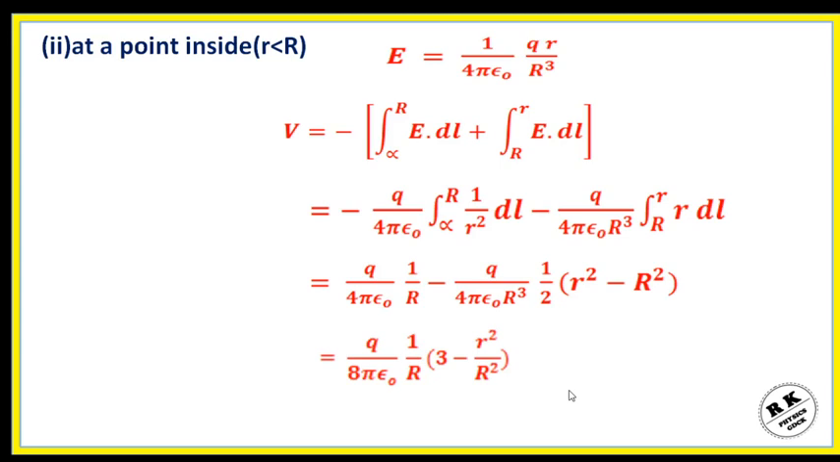At the center of the sphere, that is when small r becomes 0, the entire second term becomes 0. In that case it becomes V naught, that is nothing but at the center, just only 3 will remain in the bracket, 3q by 8 pi epsilon naught R. So this is the derivation for uniform spherical charge distribution. Potential due to uniform spherical charge distribution outside as well as inside.